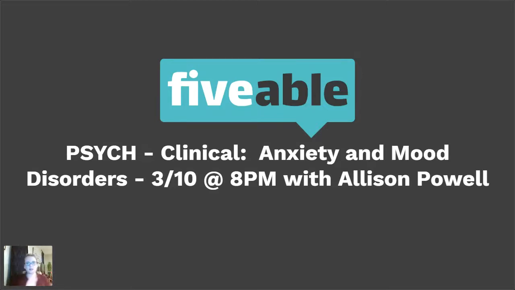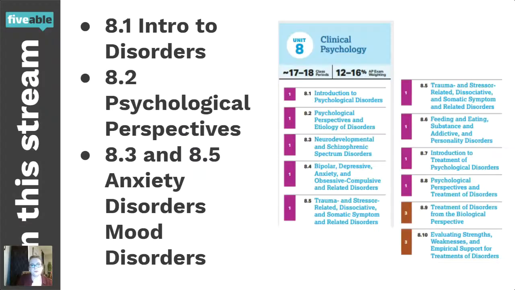So again, tonight we're going to talk about anxiety and mood disorders, the very first lesson in clinical psychology. Since this is the first lesson in the unit, I want to go over just a brief introduction to disorders, talk a little bit about the DSM-5. Then we're going to talk about anxiety and mood disorders, and then we're going to go back to different psychological perspectives of these disorders. And it's really good that we're doing that because that helps you to review all those schools of thought that you've been looking at throughout your time in AP Psychology.